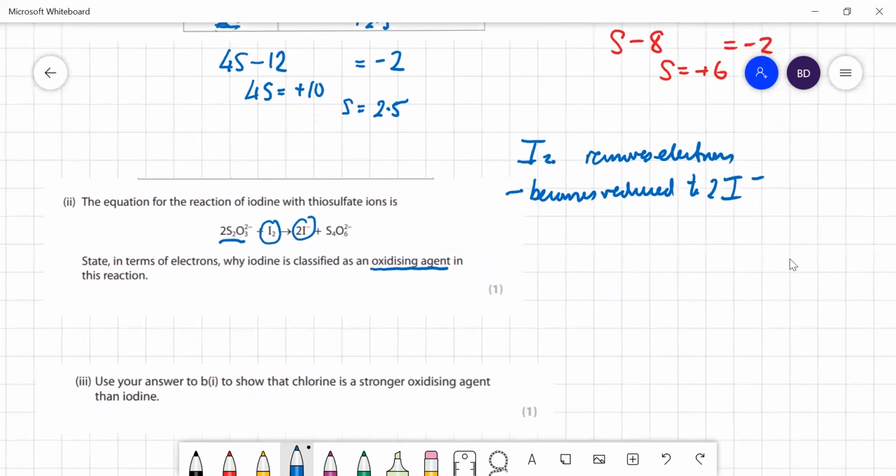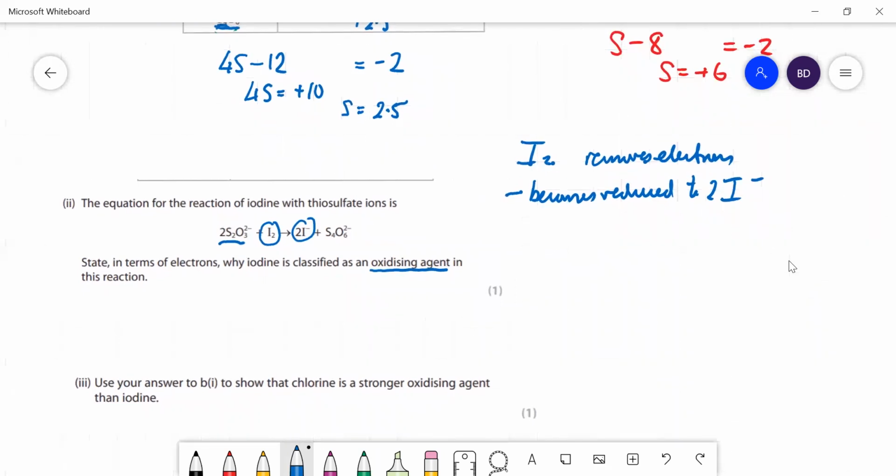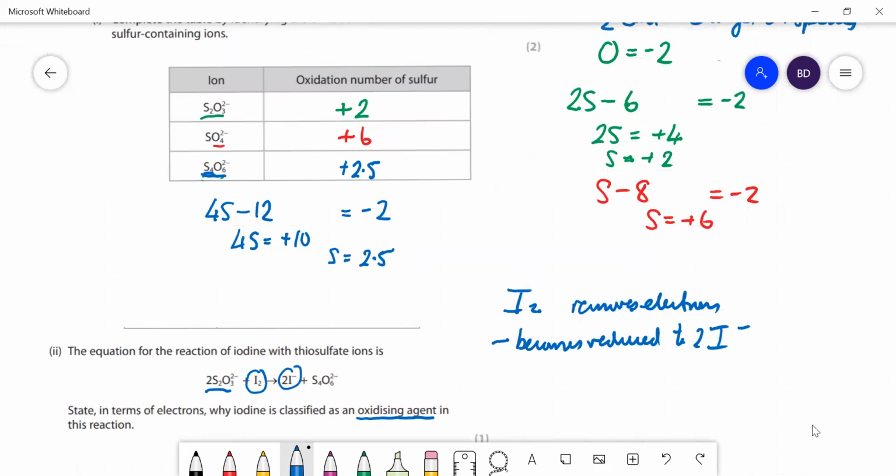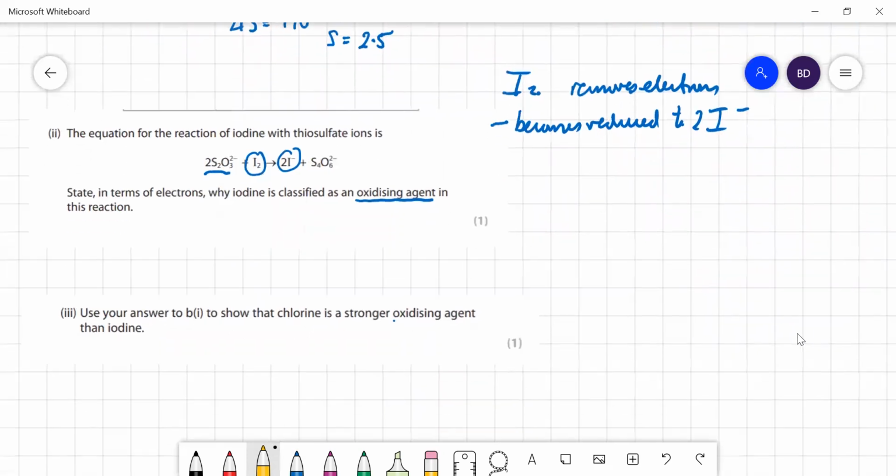Okay, use your answer to B1 to show that chlorine is a stronger oxidizing agent than iodine. Okay, well, let's look at the table. It says that iodine oxidizes thiosulfate up to the tetrathionate, which is +2.5. It oxidizes it up that much. Whereas if you look at chlorine, it oxidizes it from +2 all the way up to sulfate, which is +6. So it oxidizes it to a higher oxidation state. It's a stronger oxidizing agent. Okay, that's the answer to that one.